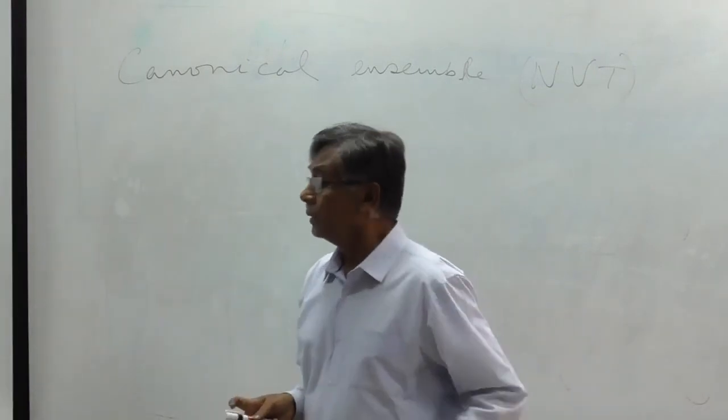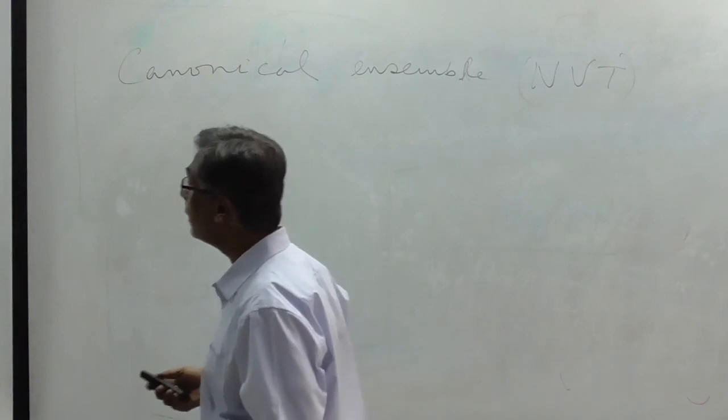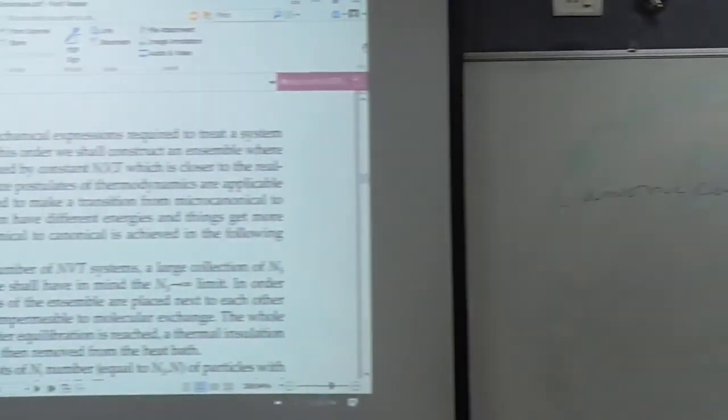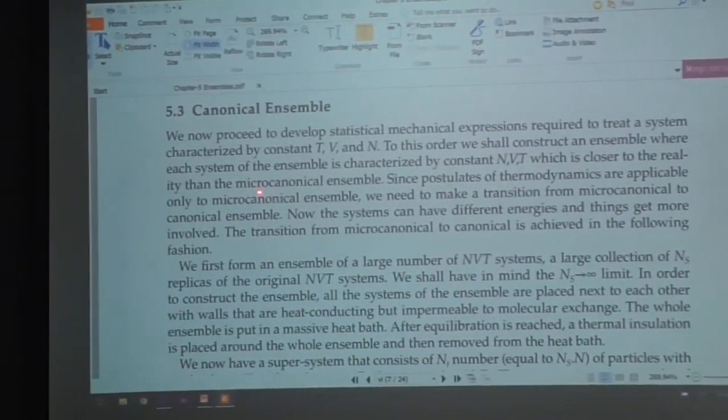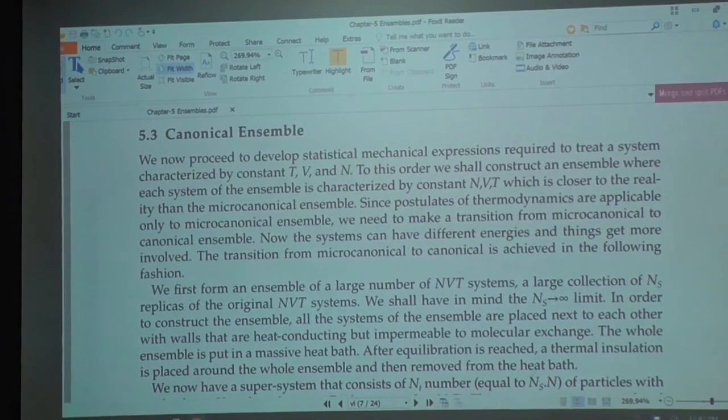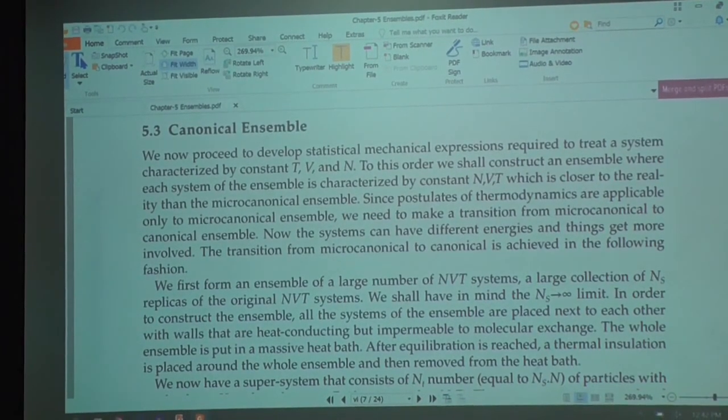Now, the canonical ensemble. Let us start constructing the canonical ensemble and derive the result. So the system is characterized by T, V and N. I like NVT. Why it was TV and N, I don't know. It has been put in because we are going to replace energy by temperature, that's why it was put in this order in the past. We shall construct an ensemble.